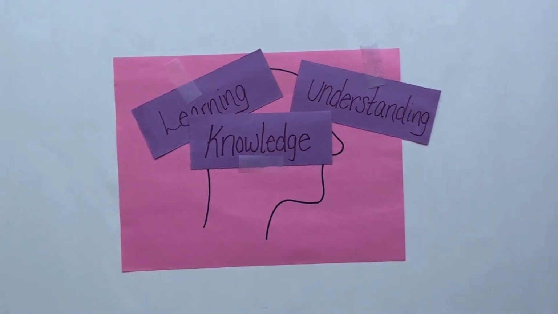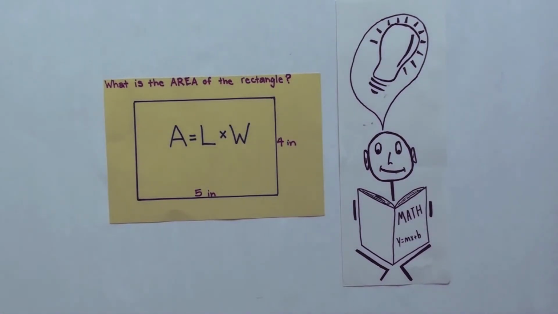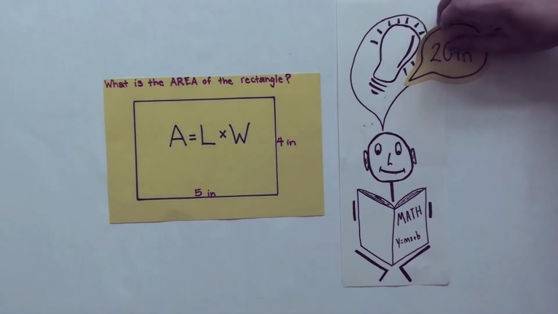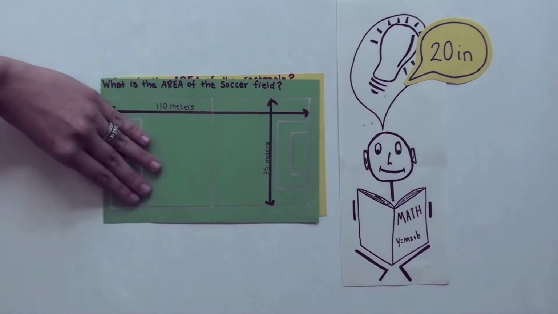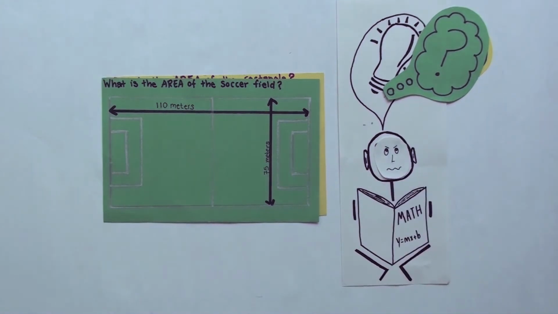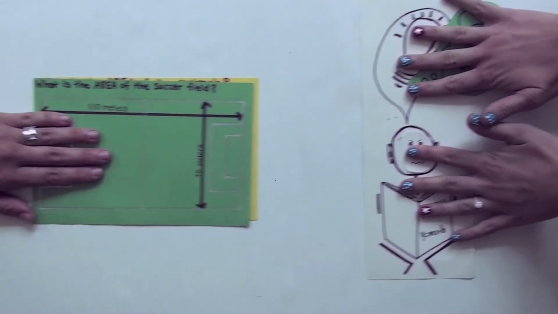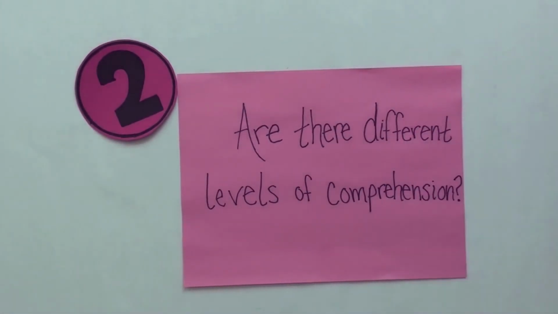For example, given the equation area equals length times width, students successfully solve the area of a rectangle. However, when asked for an area of a soccer field, students are not able to apply information from the previous problem. In order to understand why it is difficult for your students to solve these types of problems, we need to look at question 2. 2. Are there different levels of comprehension?